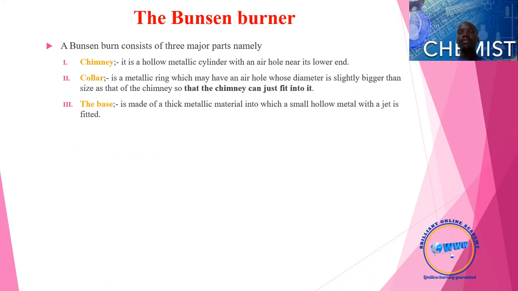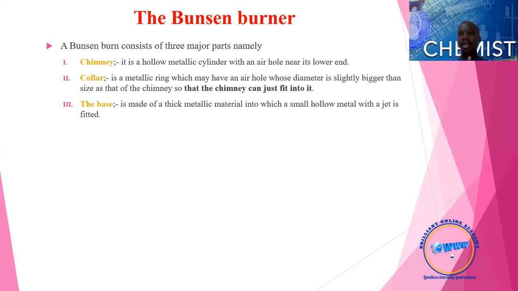The Bunsen burner originated from the person who invented it. The person who invented it was called Bunsen. He was a scientist who came up with this apparatus, which is used as a source of flames. So he named it after his name, the Bunsen. The burner is just what produces flame. It burns, from the word burn, to produce flame or heat or light.